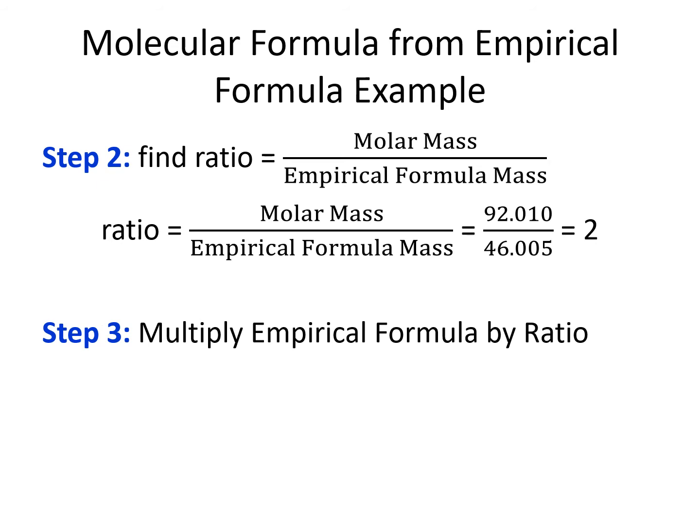So now we're going to take that ratio and multiply each of our subscripts in our empirical formula by that number. So we had 1 nitrogen and 2 oxygens. We multiply each of those by 2. We get 2 nitrogens and 4 oxygens. So our actual molecular formula is N2O4.